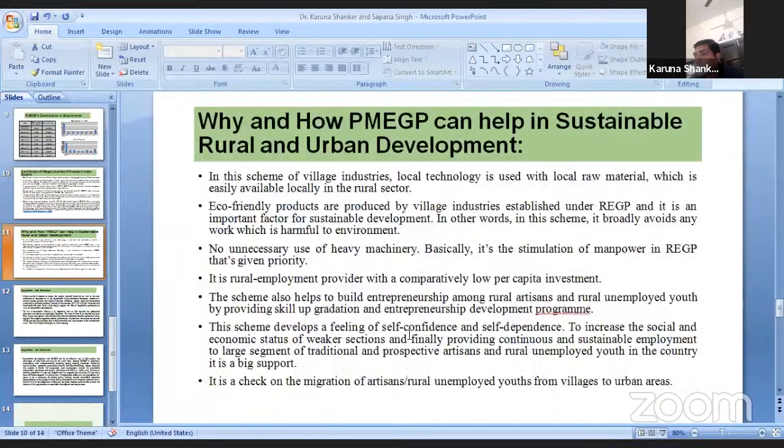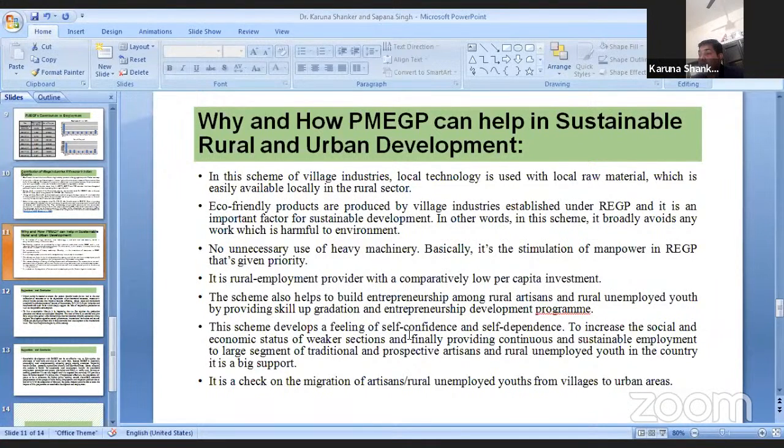So basically, I'm again quoting why and how the PMEGP scheme and the projects under this scheme help sustainable rural and urban development with this concept of sustainable development. Basically, in this scheme of village industries, local technology is used with local raw materials, which are easily available locally in the rural sectors. Eco-friendly products are produced by the village industries established under the PMEGP, and it is an important factor of sustainable development, as the scheme probably avoids work which is harmful to the environment.